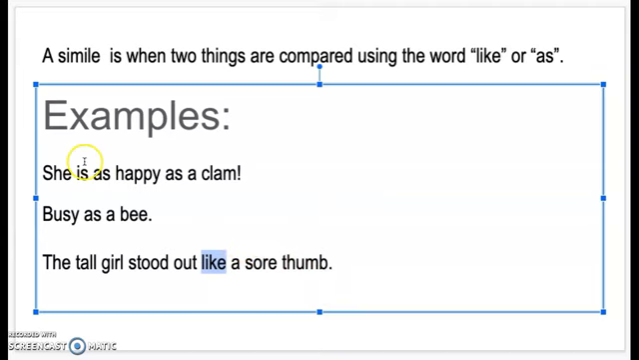You'll notice that the girl is being compared to a clam. Somebody is being compared to a bee. The girl is being compared to a sore thumb. All three of these examples are when two things are being compared using the words like or as.